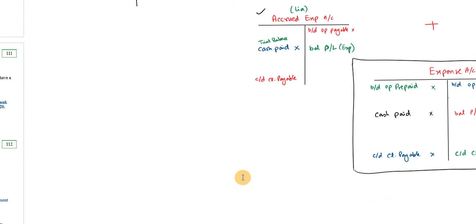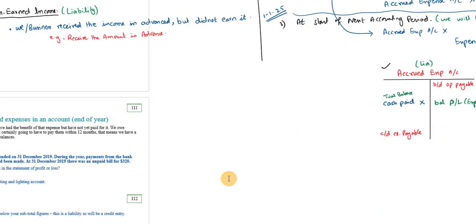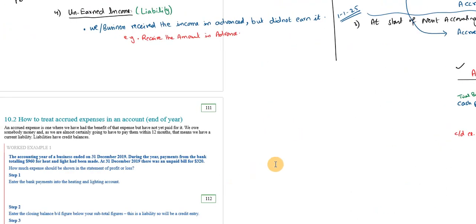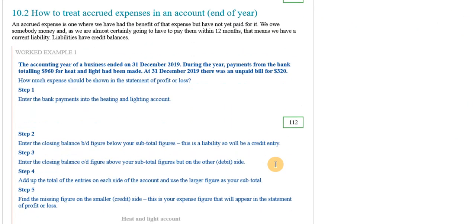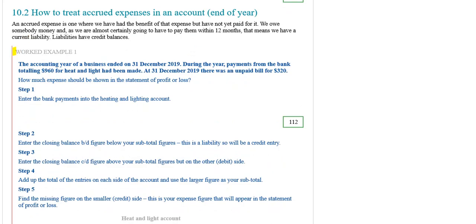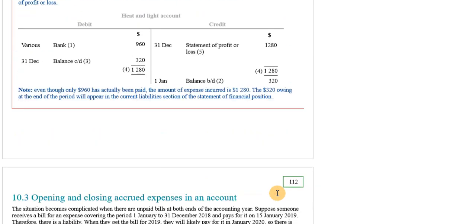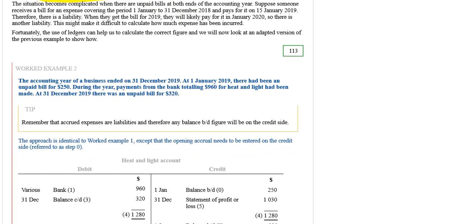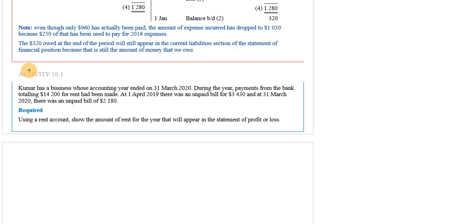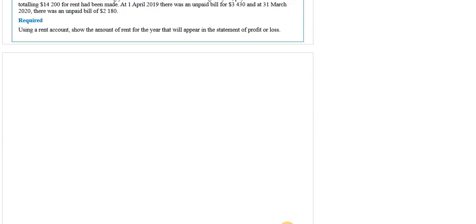Any question in your mind, you can ask. You have to just try work example 1 at your home. Just try to solve it, and if you have any problem, you can consult me. In the next class, I will also discuss all the work examples. We have already done opening, closing, and accrued expense in an account. You can solve work example 2 as well, activity 10.1, so it's easy.